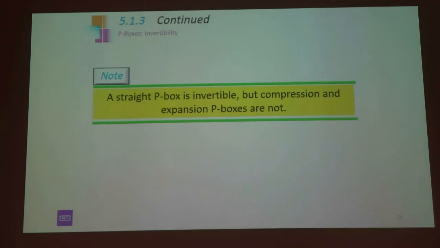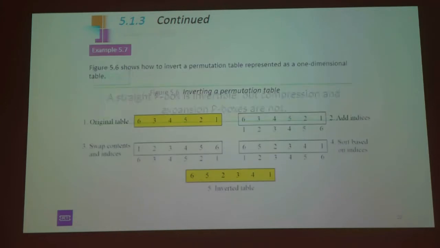Alright. So a straight P box is invertible. We could invert it. But compression and expansion P boxes are not. And that's very important. We're going to come back to this point when we study real algorithms. It's a very important thing, whether it's invertible or not invertible.